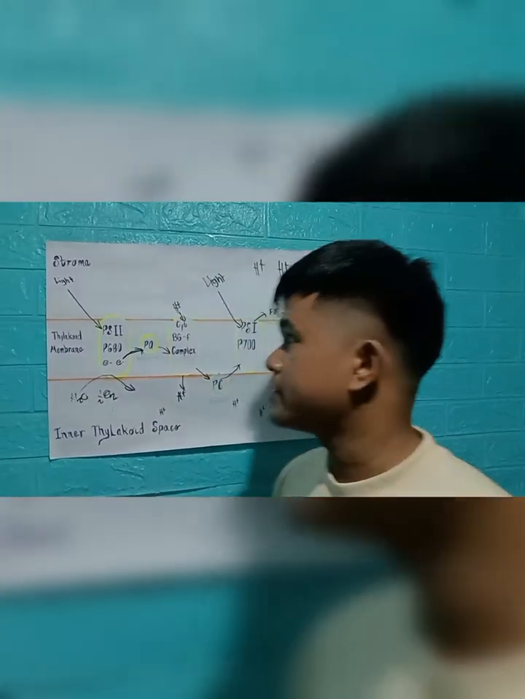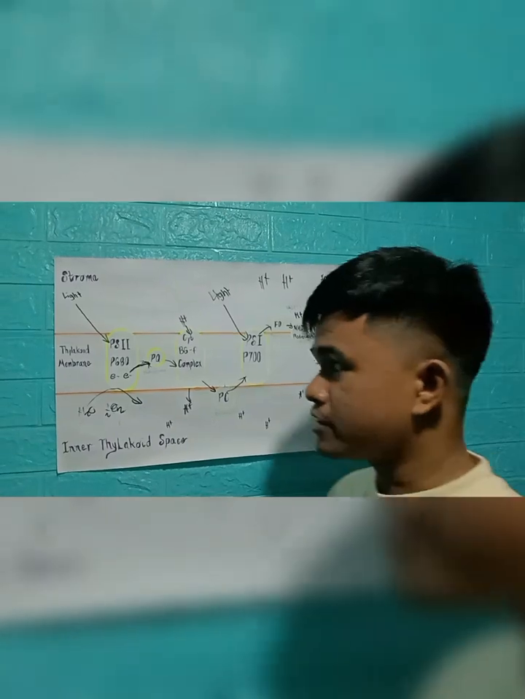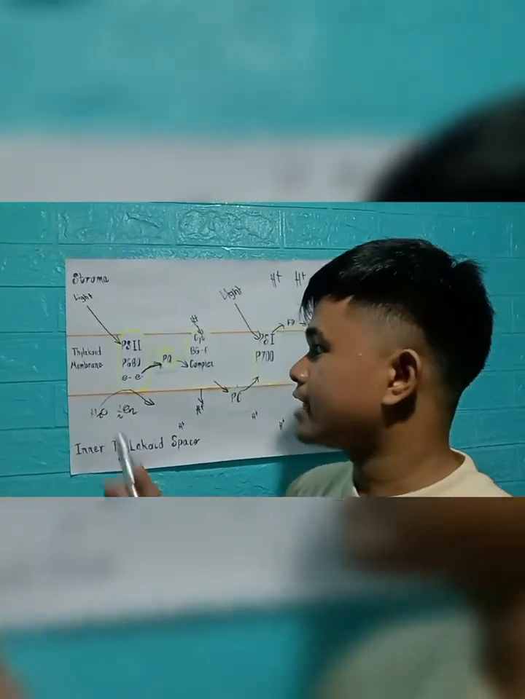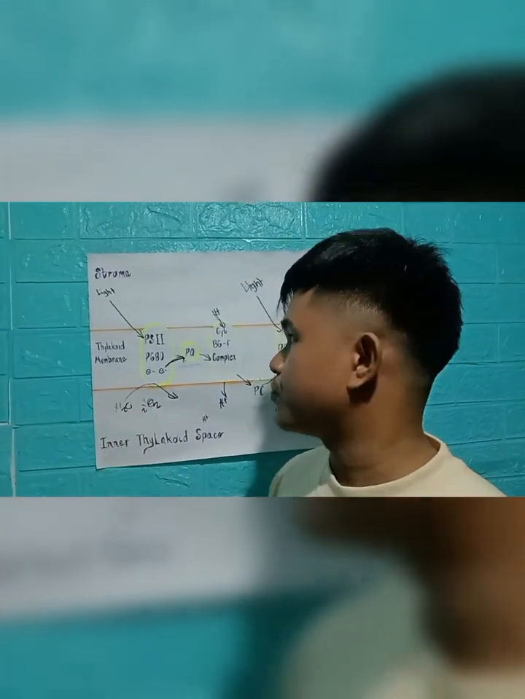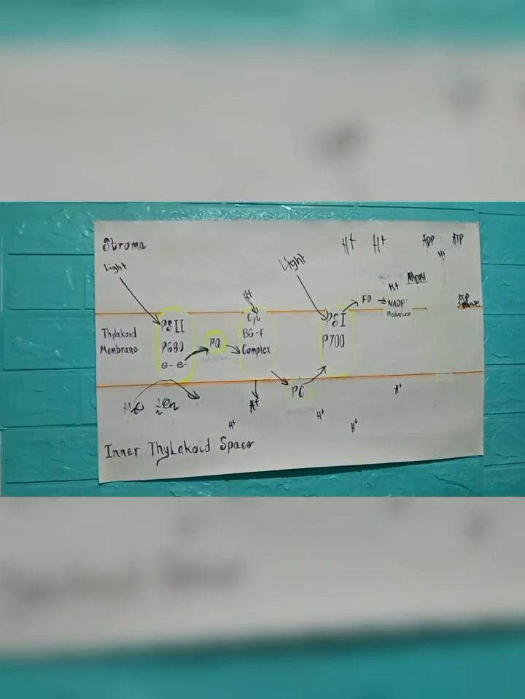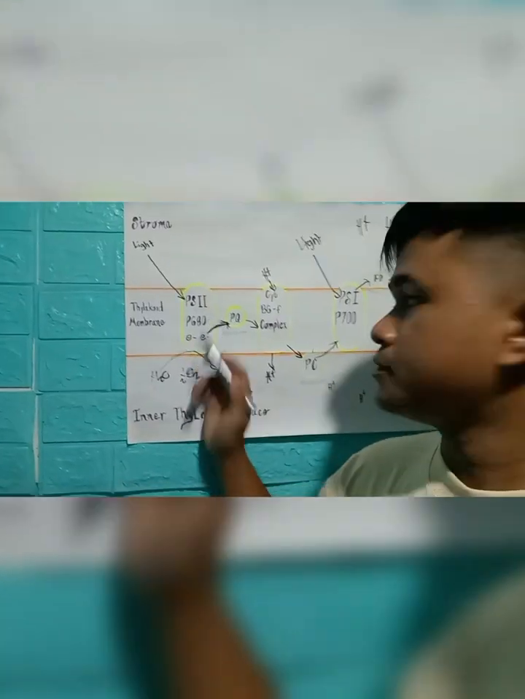Now I'm going to tackle the light-dependent reaction. I'm going to dig deeper inside the thylakoid membrane. What happens in the thylakoid membrane? As we can see, there are two pigment complexes called photosystem 1 and photosystem 2.